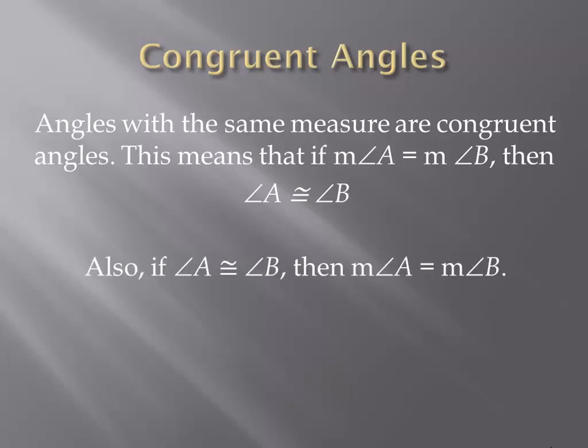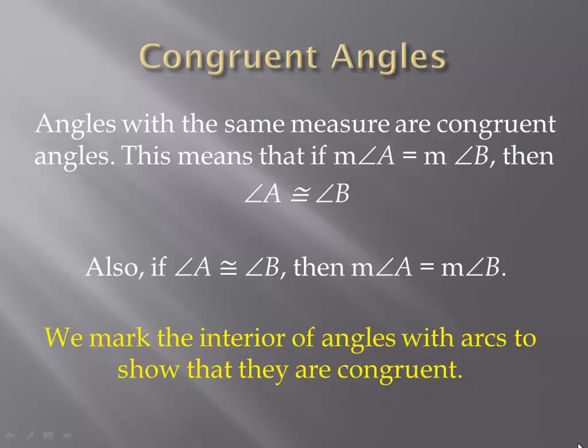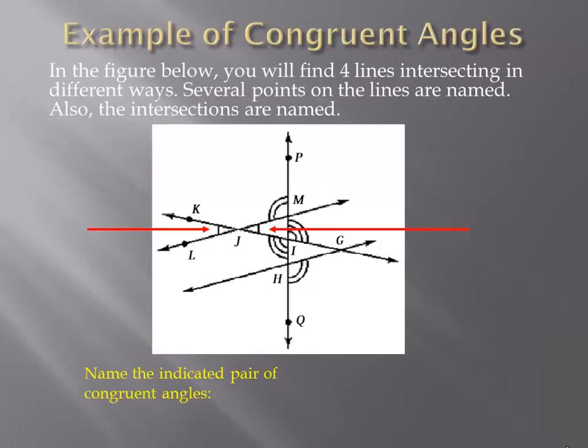Now, if angle A is congruent to angle B, then we know that the measure of angle A equals the measure of angle B. We mark the interior of the angles that are congruent with arcs to show that they are congruent, and I have an example for you. In the figure below, you find 4 lines intersecting in several different ways, and the points on the line are named and the intersections are named.